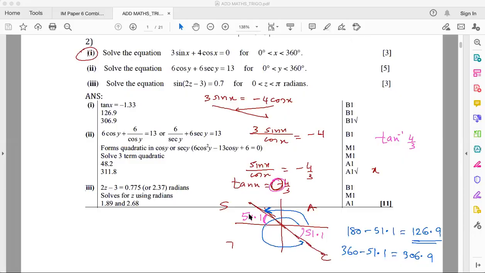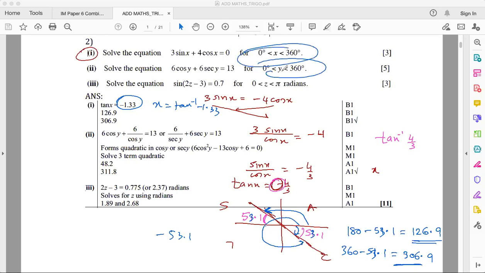So this answer actually is 53.1. This is 53.1. So this comes out to be 126.9 properly, and this is 306.9. So overall, the general mistake that you make is that you straight away take x as tan inverse of negative 1.33, and you might get the answer as minus 53.1, which is actually this angle taken clockwise. That's fine, but that's not actually the answer that they're looking for.